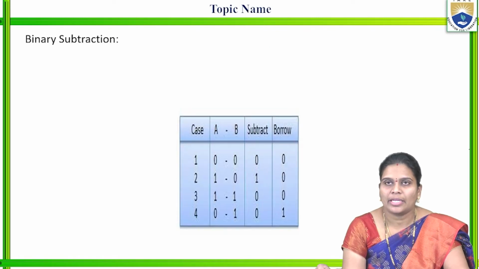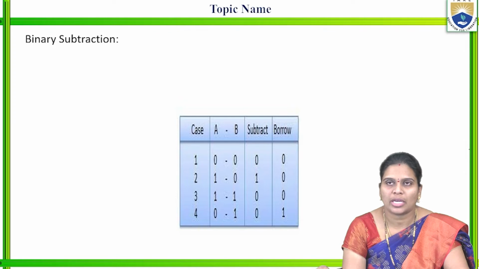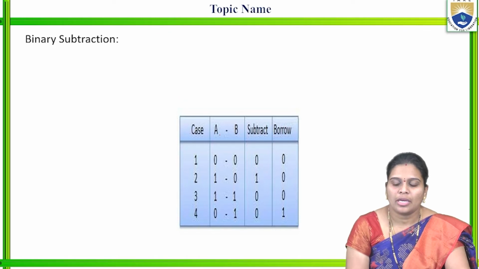Next one is binary subtraction. In binary subtraction also, we are taking two input bits, A and B, so there are 4 combinations. The outputs are the difference and the borrow. The possible conditions are 1 to 4. In the first case, 0 minus 0 is 0, and the borrow is also 0.